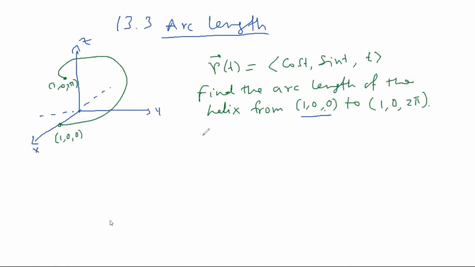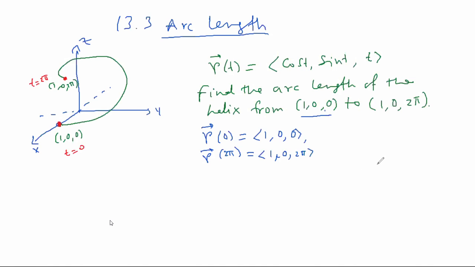So r at 0 is going to be 1, 0, 0. And it is clear, when t is 2 pi, then r at 2 pi is going to be 1, 0, 2 pi. So these two points correspond to t equals 0 and t equals 2 pi. That's the parameter value t.